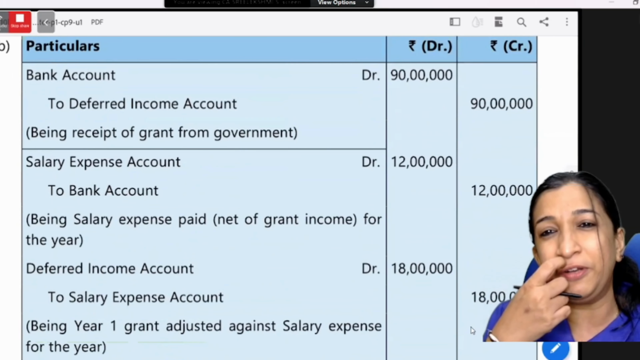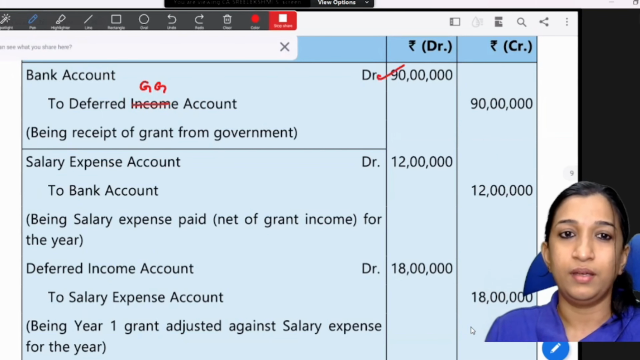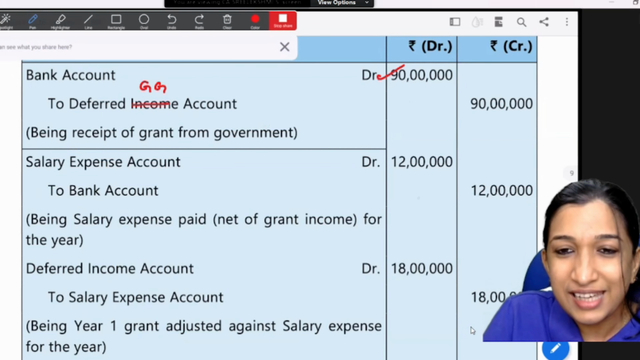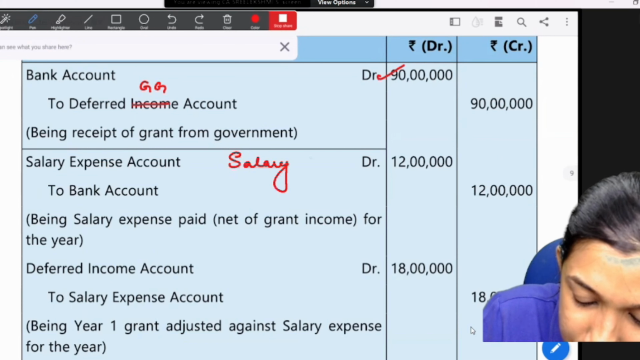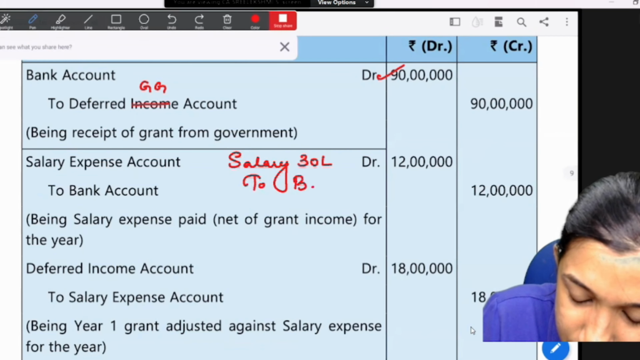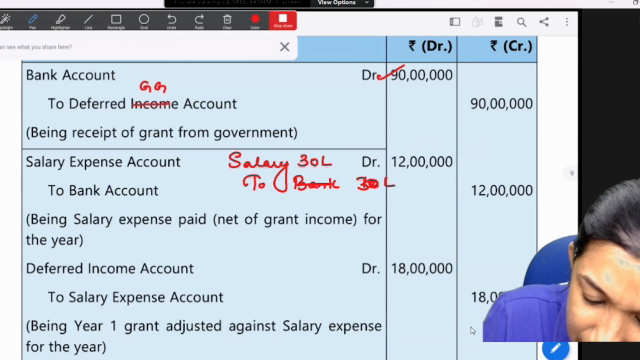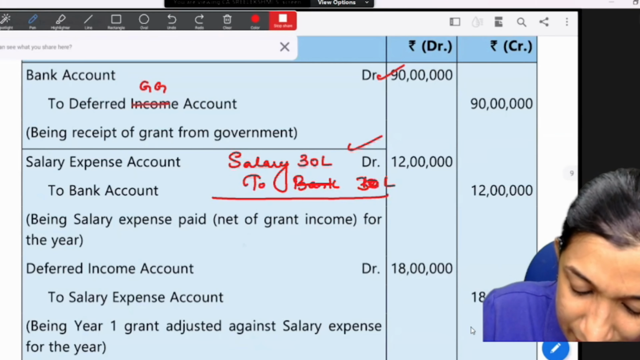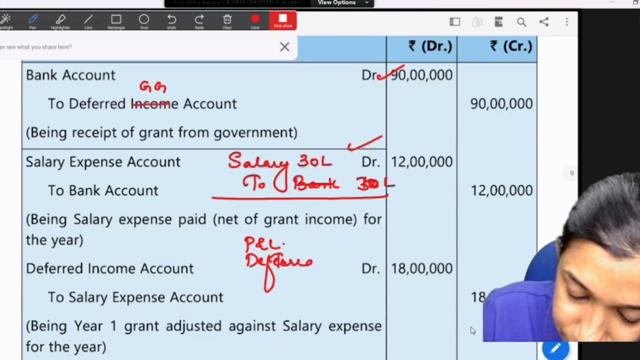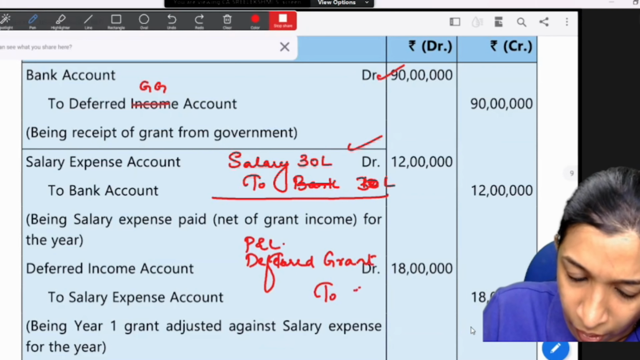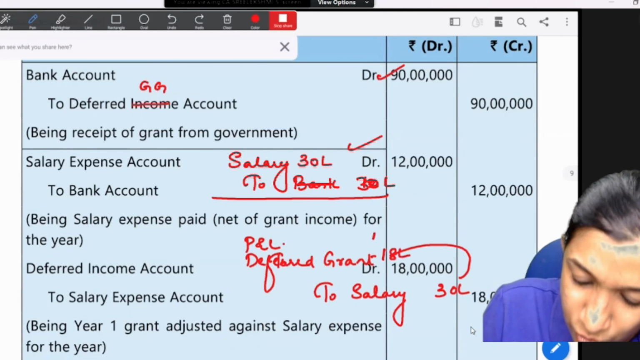Now, if it is adjusted from salary: bank to deferred grant, 90 lakhs. Now, salary to bank, 12. You could have passed the journal entry like this: salary 30 lakhs to bank, 12 lakhs. Or you pass the entry like this: salary to bank, 30 lakhs. The next entry, P&L, deferred grant to salary. Salary is 30 lakhs. Deferred grant, I am adjusting 18 lakhs, and only the balance I am charging to P&L.